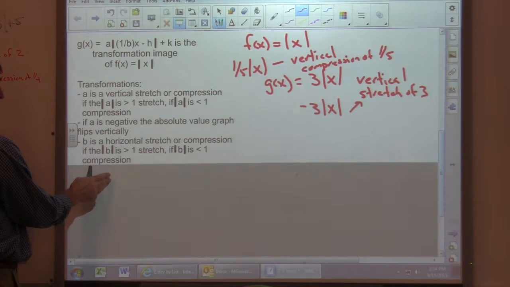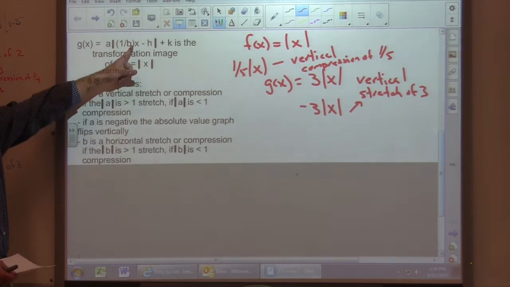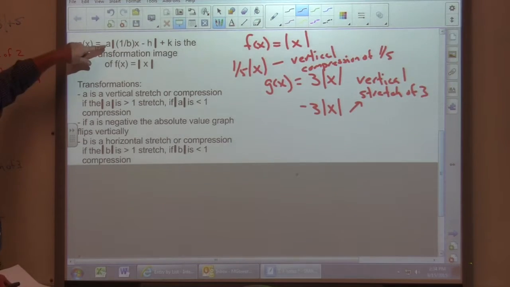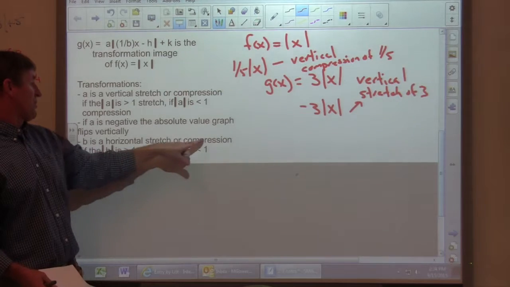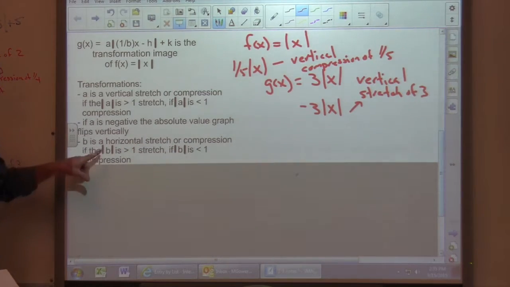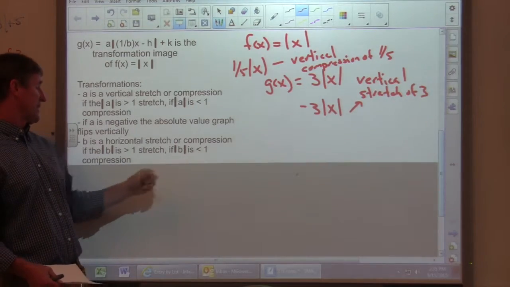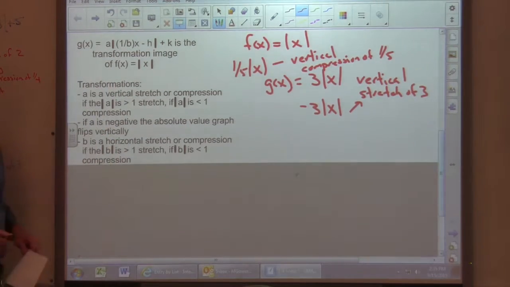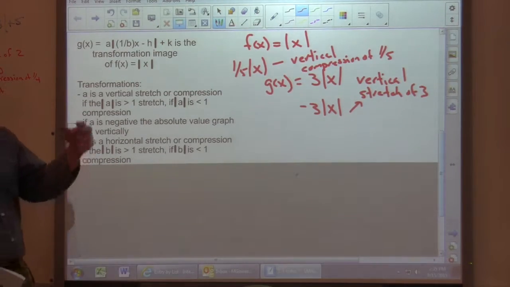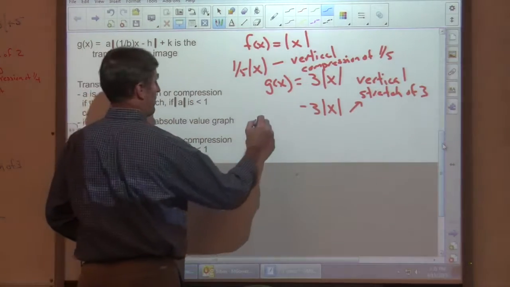B, okay, so the B value is inside the absolute value. It's still multiplied. And so B, again, is horizontal, it's a horizontal stretch or compression. If the absolute value of B is greater than 1, it's a stretch. If the absolute value of B is less than 1, it's a compression. So you can see the wording of this is the exact same as the A. The only difference is the A's have become B's. But there's a huge difference when we do these. And this is what's difficult for most people.